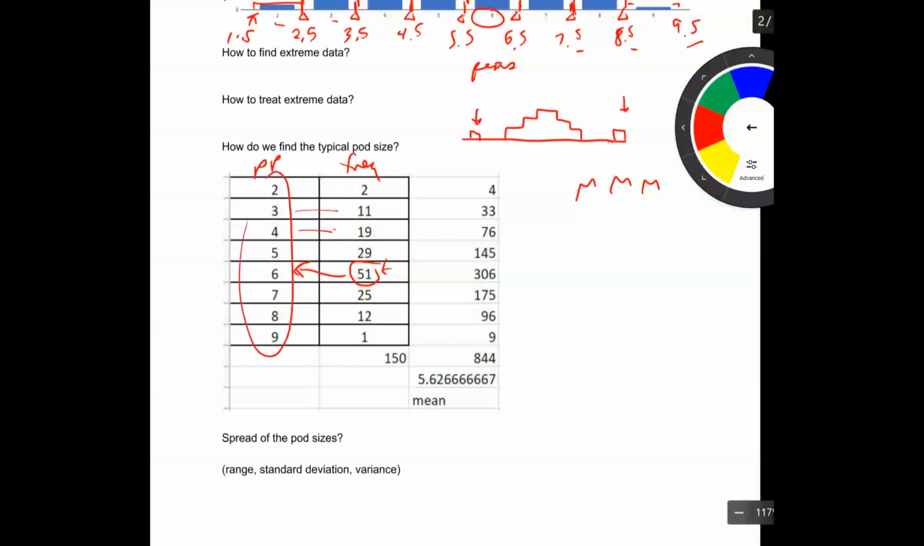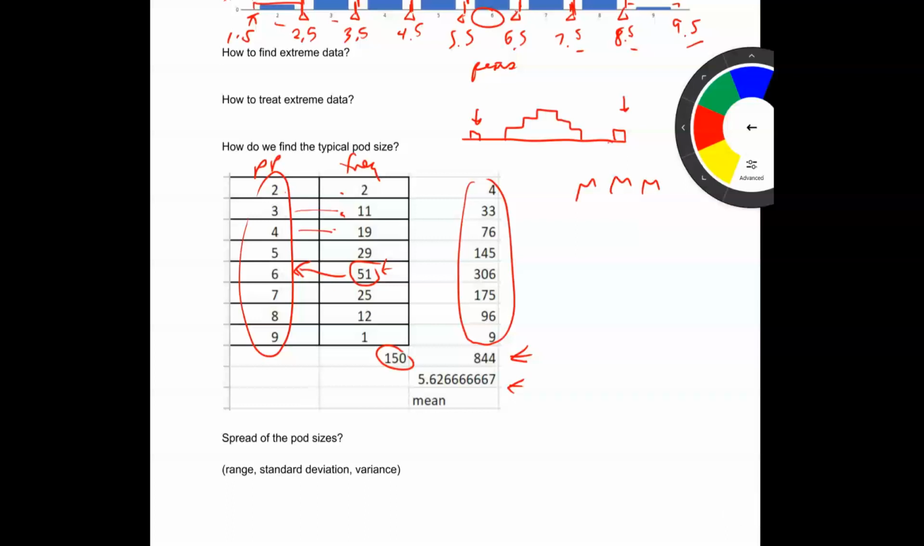where we can just add up a column of numbers and divide by how many there are, but we could multiply 2 times 2 because there's 2 2s. We could multiply 3 times 11 because there's 11 3s, and then we get all these intermediate values, and we'll add them all up. It gives us 844, and then we could divide by 150, which is the total number of pea pods that were examined. So 844 divided by 150 gives us 5.63.